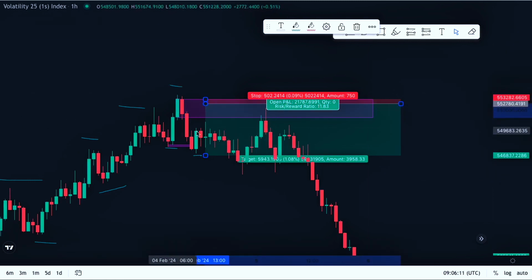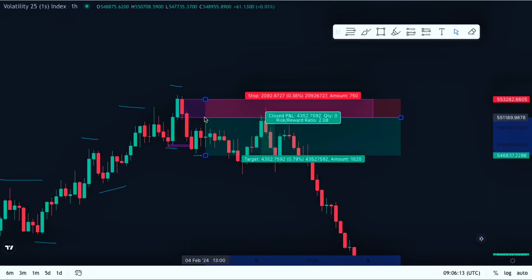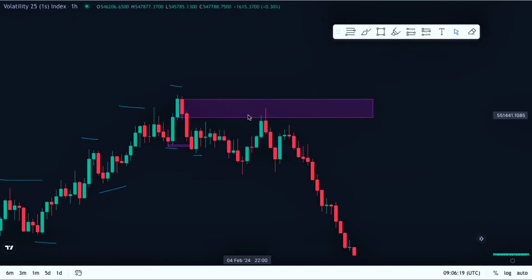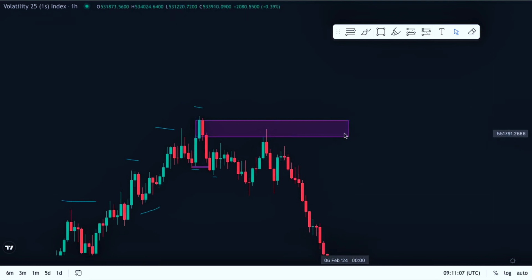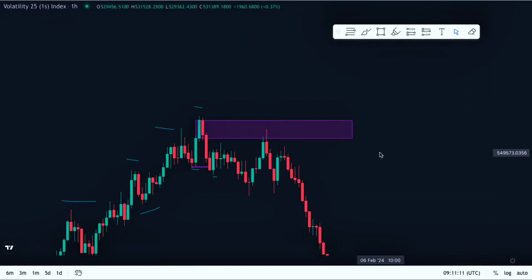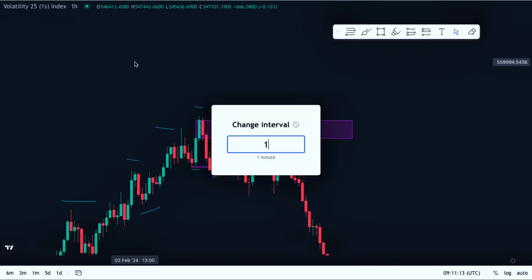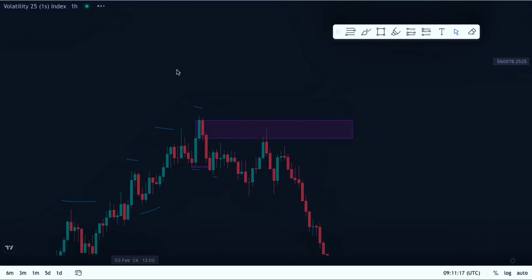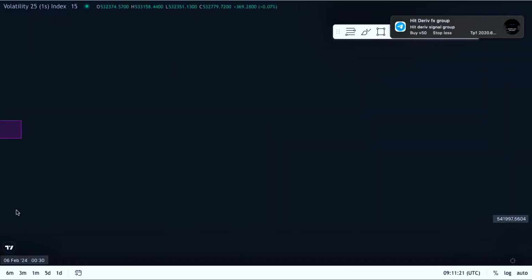Okay, so let's put this back at its original place. Or let's remove it for now. So we want to focus on this order block. Having this 1 hour order block, let's switch to a lower time frame, something like the 15-minute time frame, and let's go and see how we would enter at this order block.